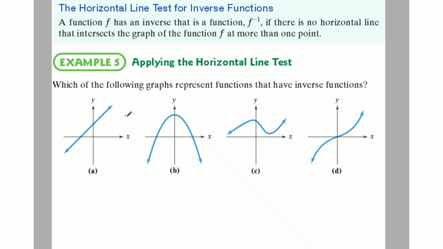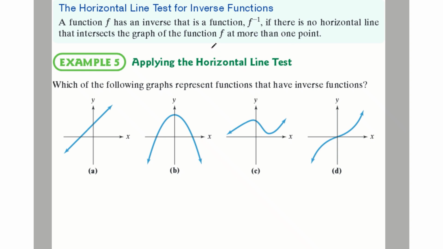Okay, so let's try this out. If I draw a bunch of horizontal lines here, how many times are we going to touch? And the answer to that is 1 time, right? So again, a function f has an inverse function, we'll call f inverse, right? If there is no horizontal line, so in other words, don't test it here or here. Test every possibility, okay? If there is no horizontal line that intersects the graph at more than 1 point.